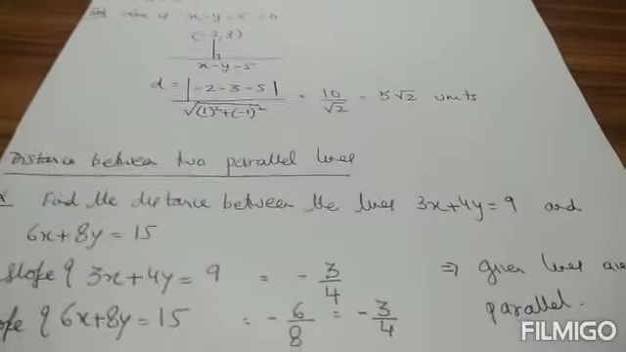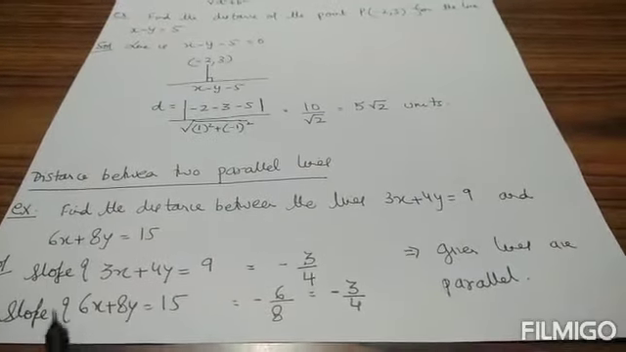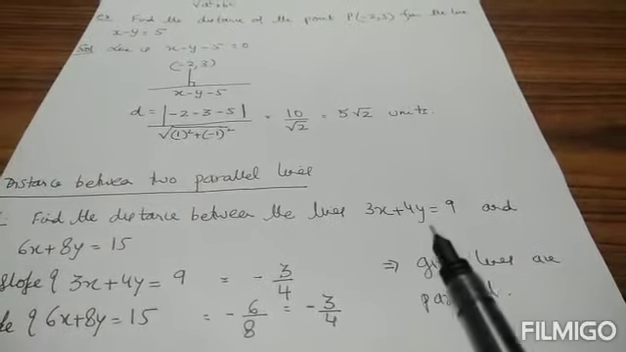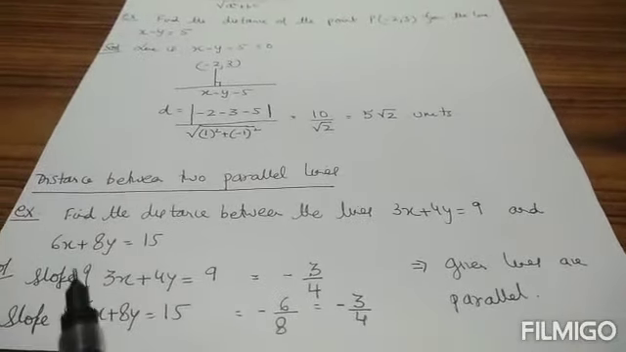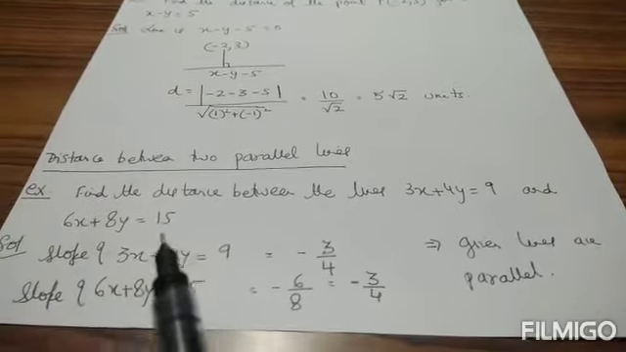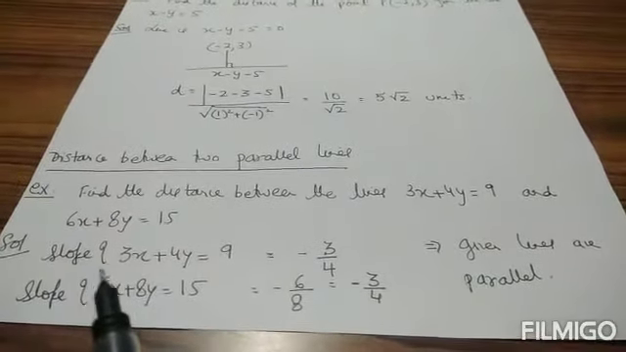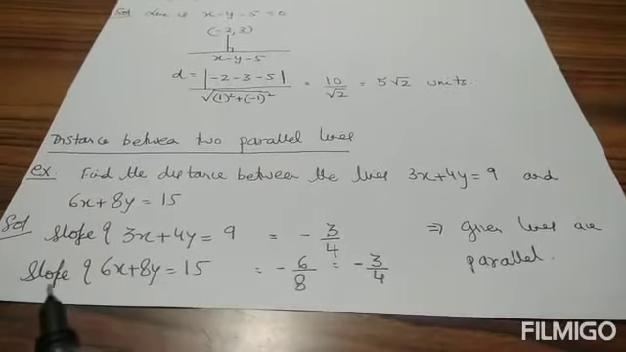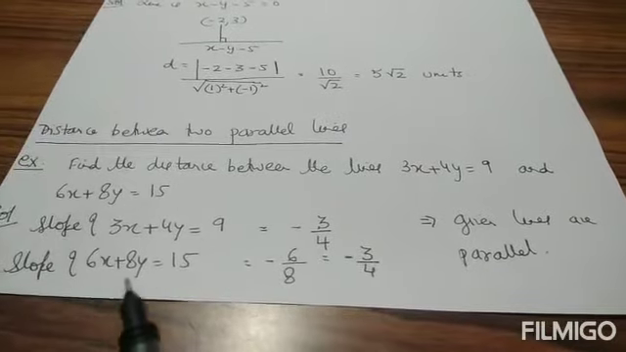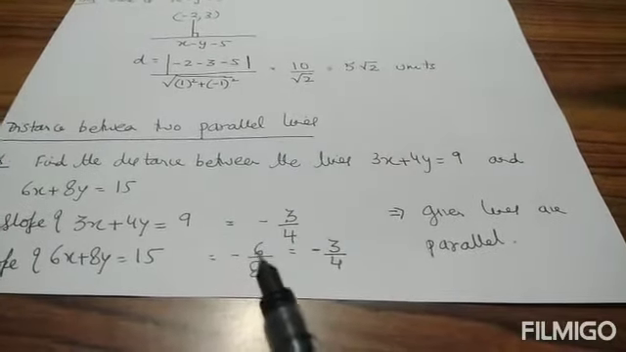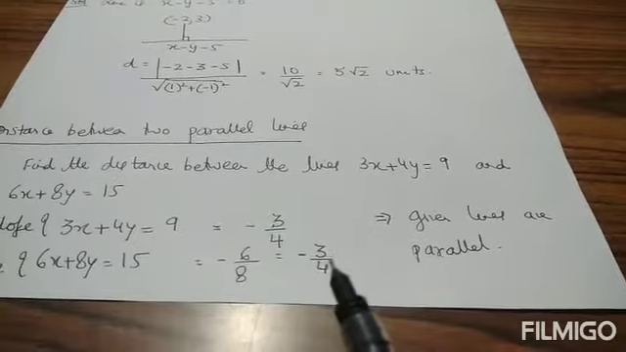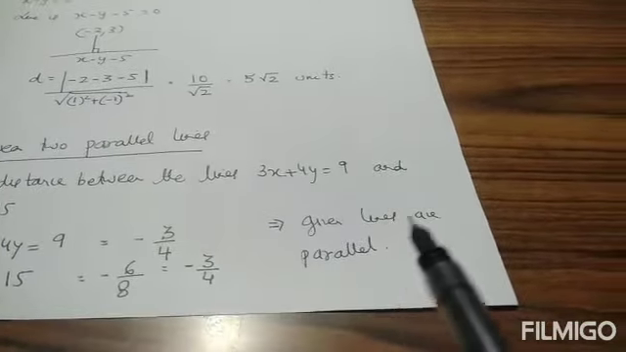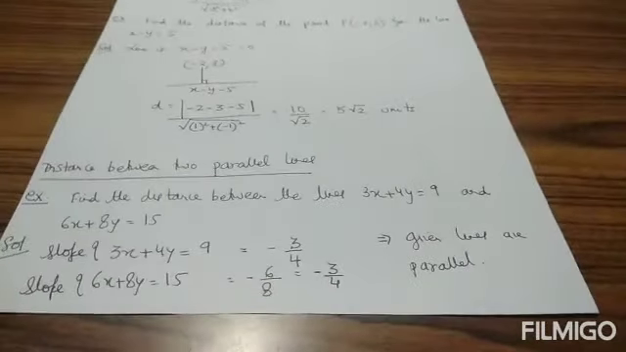Now, distance between two parallel lines. Example. Find the distance between the lines 3x + 4y = 9 and 6x + 8y = 15. Solution. Slope of 3x + 4y = 9 is -3/4. Also the slope of 6x + 8y = 15 is -6/8, which is equal to -3/4. So both the slopes are equal. This implies that the given lines are parallel to each other.